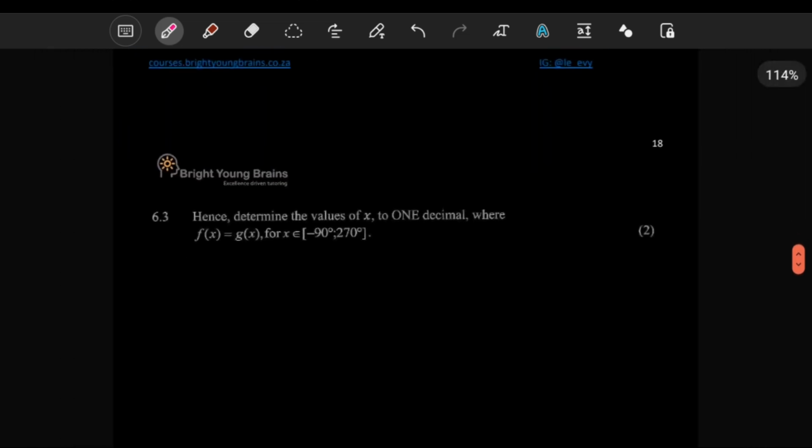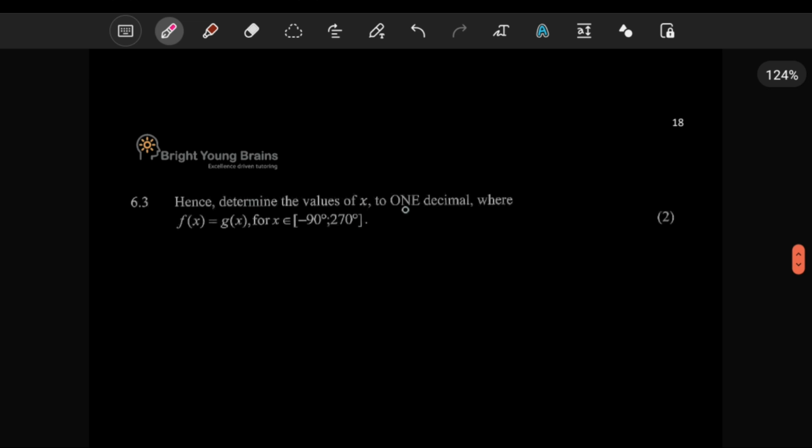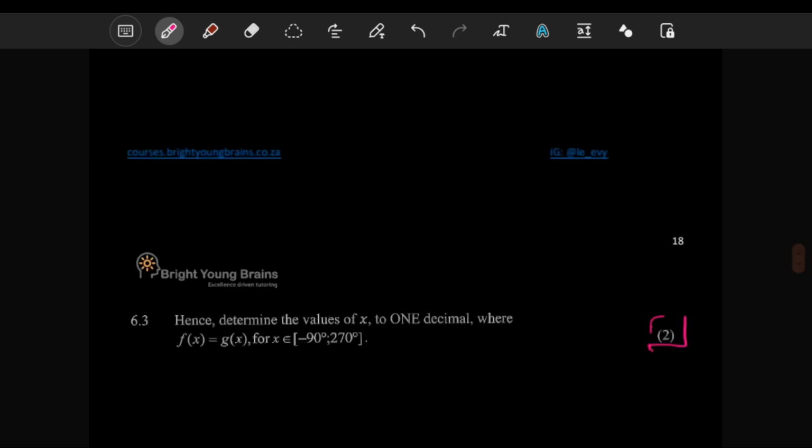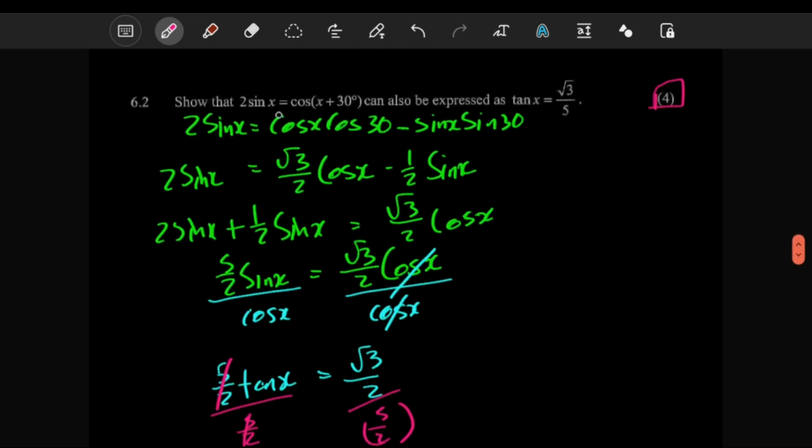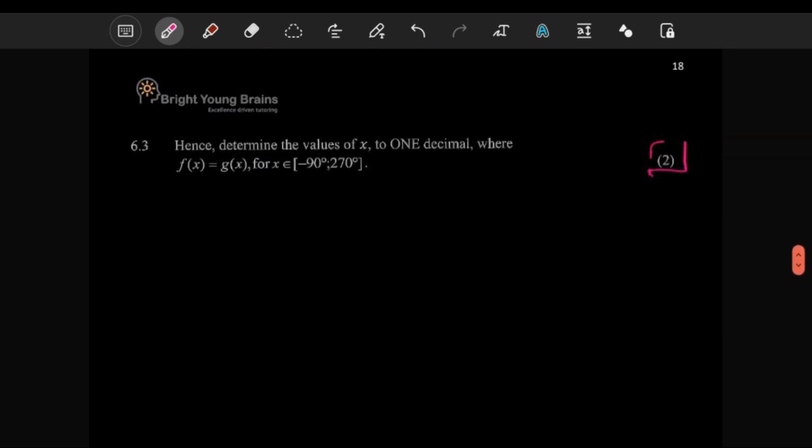For 2 marks here, they said, hence determine the values of x to 1 decimal place where they are equal to each other. So this is just like getting the general solution. I mean, technically, all we've done here is about 80% of what we would do when we need to get the general solution, where f of x and g of x are equal to each other.